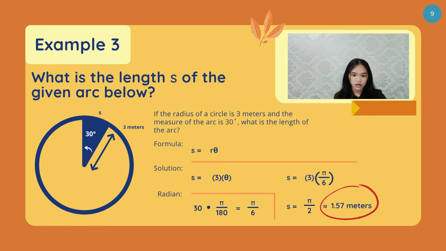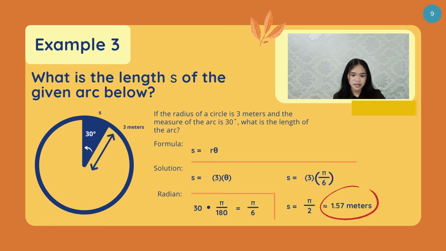Using the radian formula, which is length equals r multiplied by theta, we substitute r with 3 as stated in the problem. Now, as we are using the radian formula, we need to convert 30 degrees into radians. We do this by multiplying 30 degrees by pi over 180, equating to pi over 6 as its radian form. We then multiply 3 by pi over 6 to get pi over 2 meters.